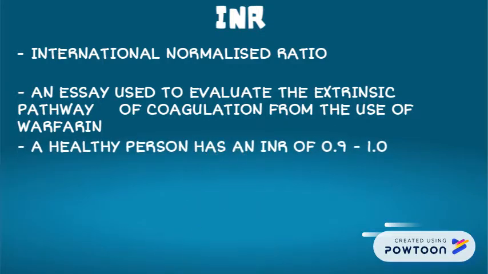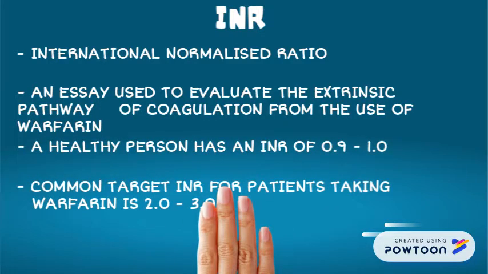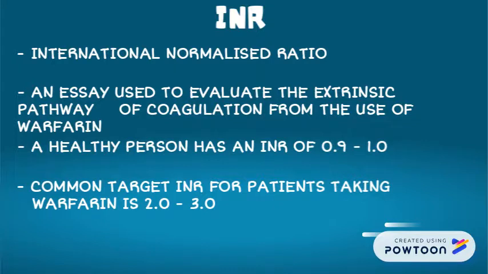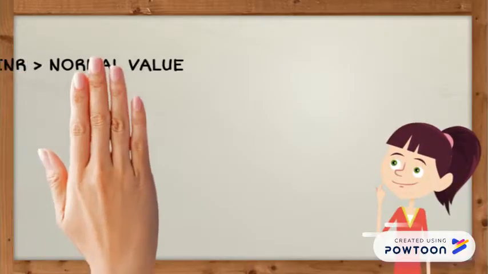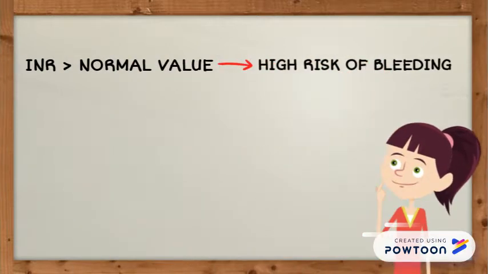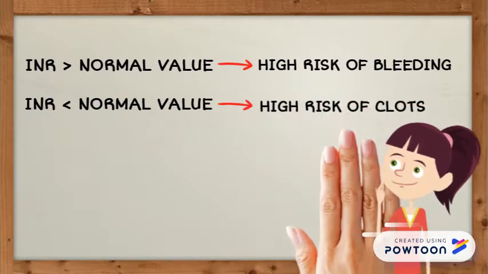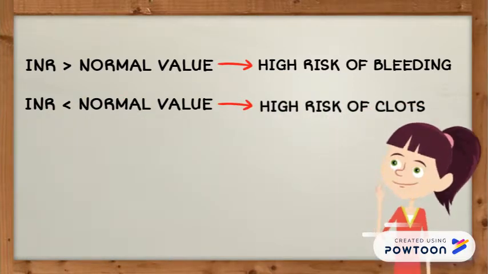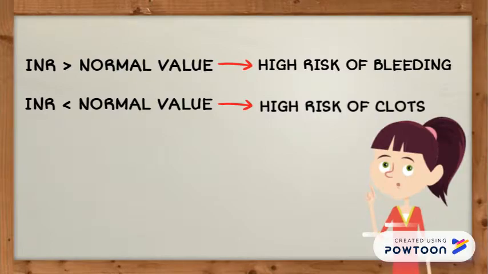A healthy person has an INR of 0.9 to 1, while a common target for INR with patients taking warfarin is 2 to 3. If a person has an INR above the normal value, he or she will have a high risk of bleeding. Meanwhile, if he or she has an INR below the normal value, there is a high risk of developing blood clots.